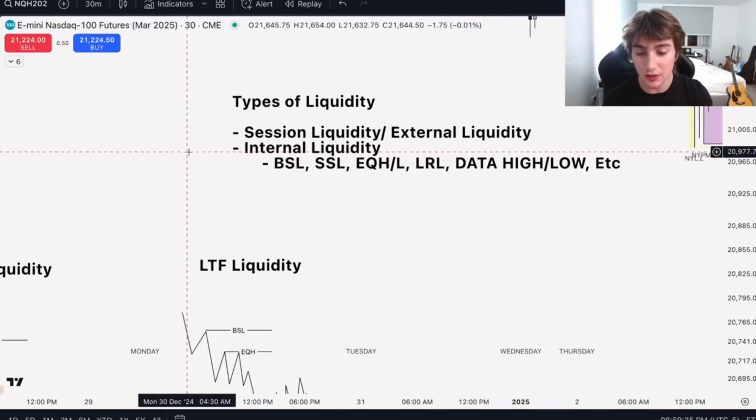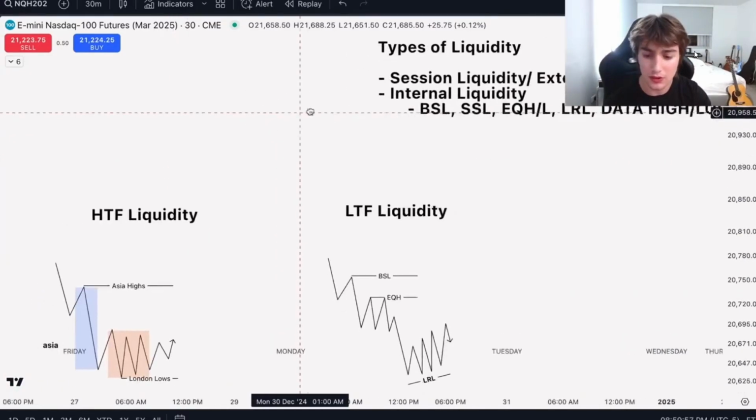So, types of liquidity. There's session liquidity, which is your external liquidity, and then there's your internal liquidity. There's your regular buy side liquidity and sell side liquidity, which is mainly your swing highs, swing lows, equal highs, equal lows. There's LRL, which is low resistance liquidity, and there's data highs and lows, etc. But I'm going to go over just the most important ones.